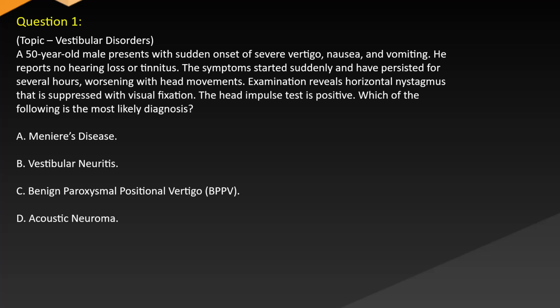Examination reveals horizontal nystagmus that is suppressed with visual fixation. The head impulse test is positive. Which of the following is the most likely diagnosis? A. Meniere's disease. B. Vestibular neuritis. C. Benign paroxysmal positional vertigo. D. Acoustic neuroma.